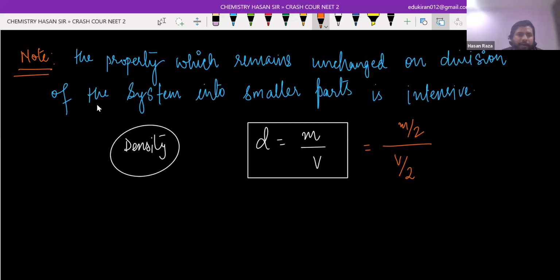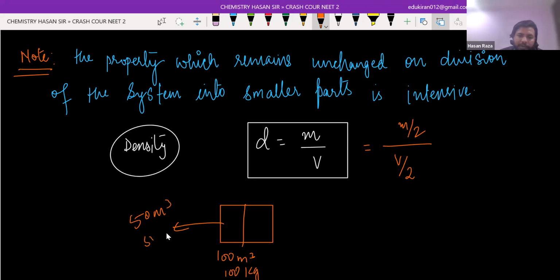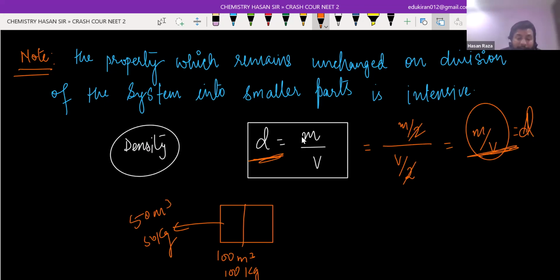Mass will also be divided by half, because you know that this has a volume of 100 meter cube and mass 100 kg, let's say. If you divide it into equal parts, now this has a volume of 50 meter cube and mass 50 kg. So mass is also divided, and after division you get the density as m by v, and initially it is also m by v, and that's why density is intensive. That's why density is intensive.